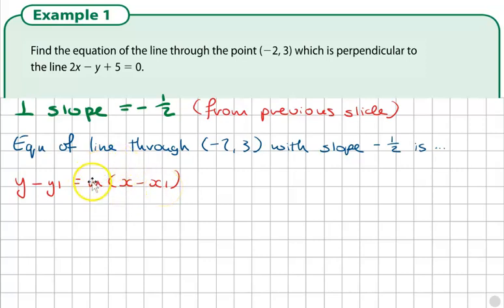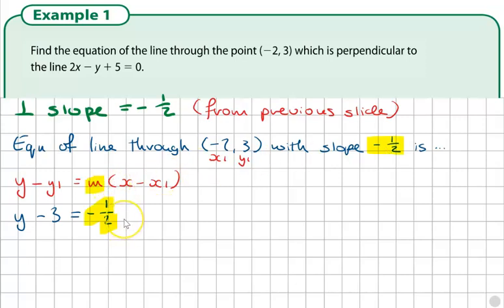So we're going to replace the m, which stands for slope, with minus a half. We're going to replace the x1 with minus 2, and we're going to replace the y1 with 3. So we label our point x1, y1. We bring down the y, and then minus y1 becomes minus 3. So we sub in y1 as 3. Then we bring down the equals. And the m is the slope, which is minus a half. Remember, that's the perpendicular slope now, not the original slope.